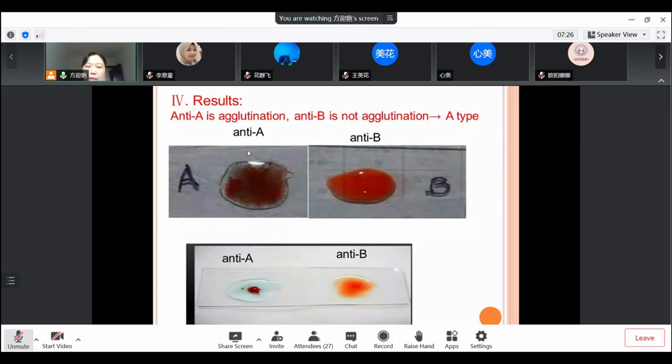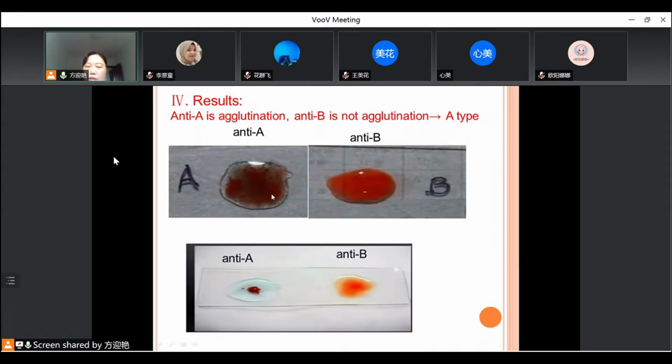For the result, we can see here the anti-A antibody and anti-B antibody, and they are mixed with the people's blood. We observed for 5 to 10 minutes, and then we can see the result. Can you tell me which type it is? This A has a large granulation, and this B is not a granulation.